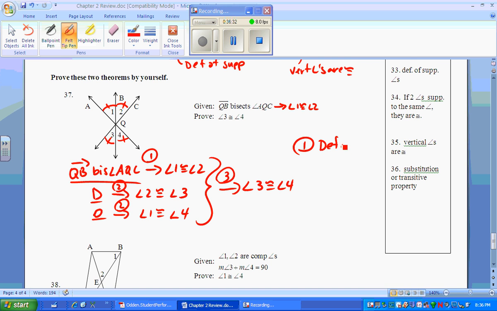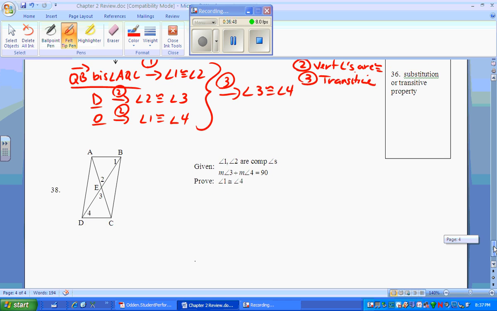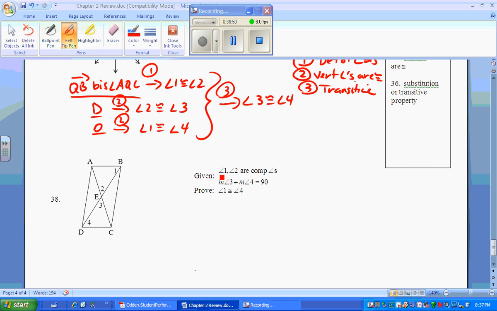because any of them that you want are congruent. First one is the definition of angle bisector. Reason 2 is vertical angles are congruent. And 3, we're at that transitive property. There will be one just like this on the test on your own.